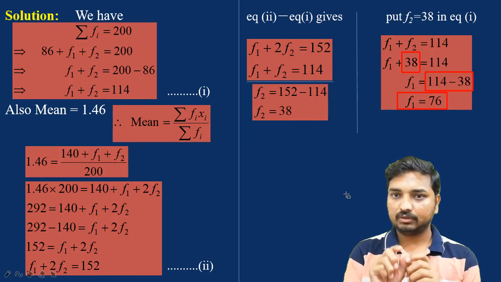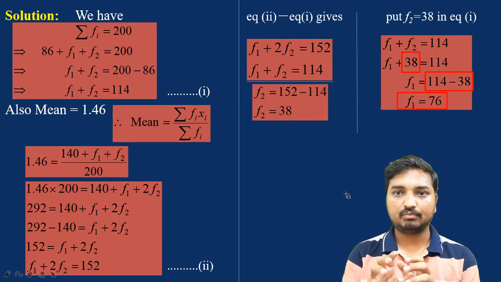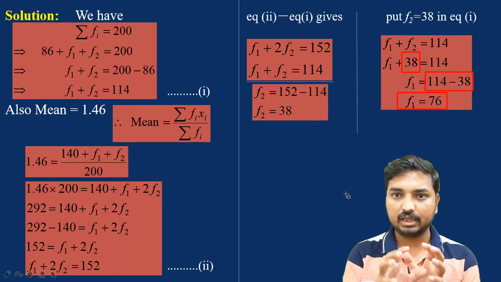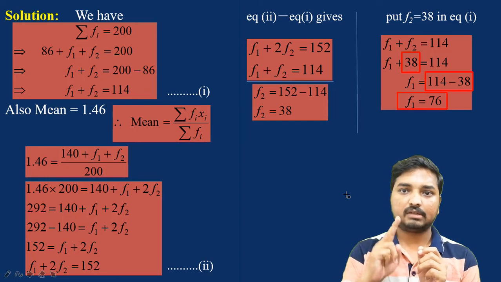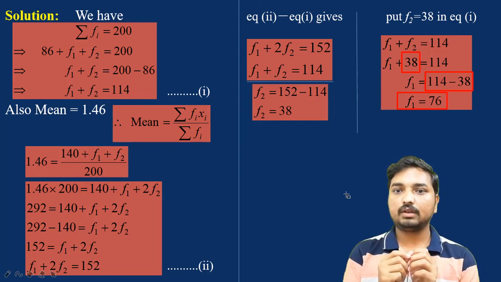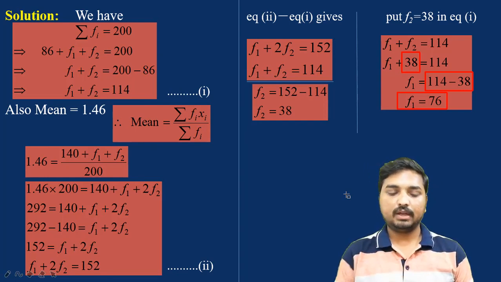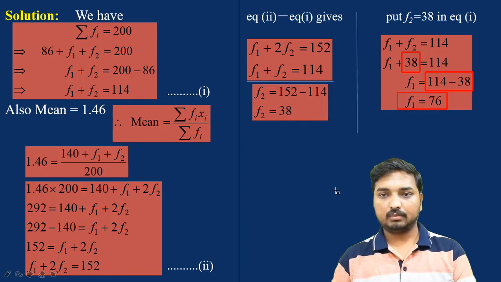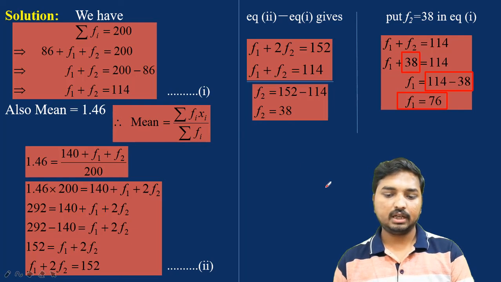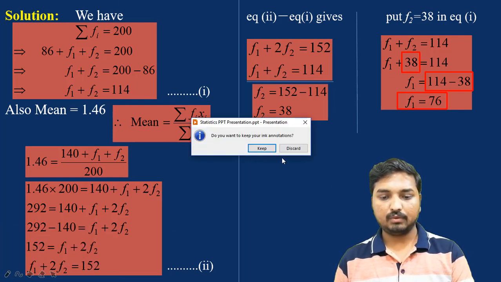After that, you have to write the formula and substitute the data that you have calculated from the table, the mean, everything. If you substitute everything and simplify, you will get the second equation, equation number 2. If you solve those two equations, you will get the values of F1 and F2. So this is the way to solve the problem when there are two missing frequencies. Remember this one. These types of problems I have given for you.